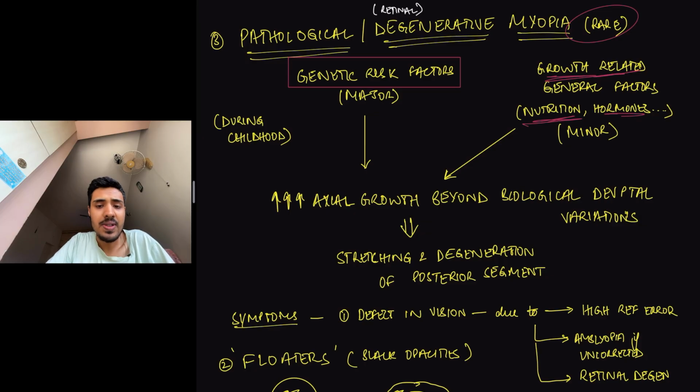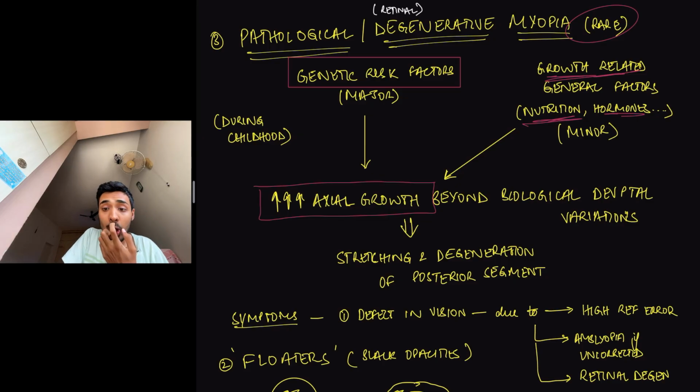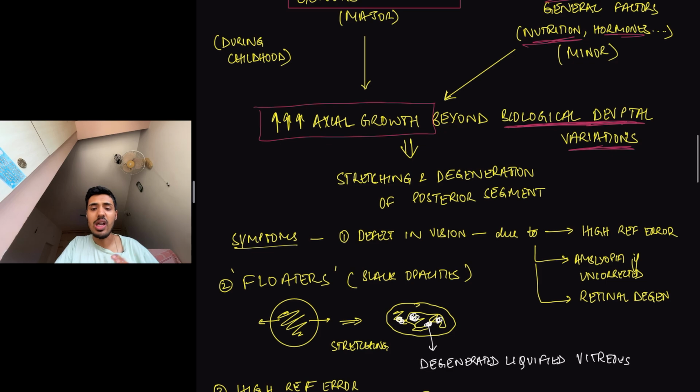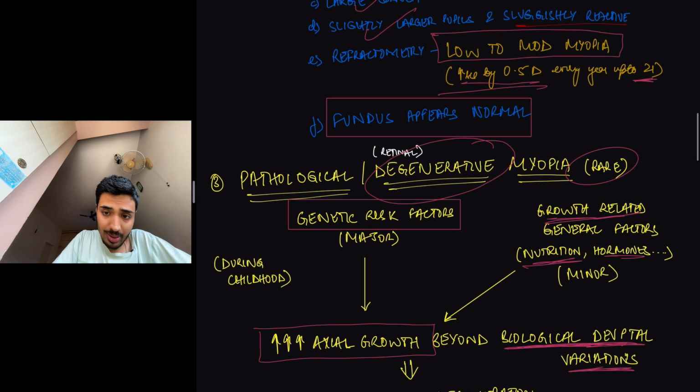So when this happens, there is increased axial growth of the eyeball. The eyeball grows larger and larger beyond even the biological developmental variations. It becomes very large, abnormally large, pathologically large. So this causes what? Whenever the eyeball gets so large, the posterior segment of the eyeball and the retina, etc., start to get stretched out and they start to degenerate. So that is why pathological myopia is also known as degenerative myopia.